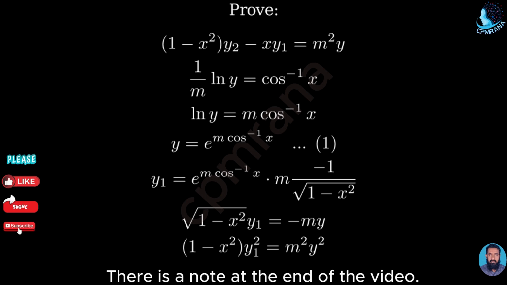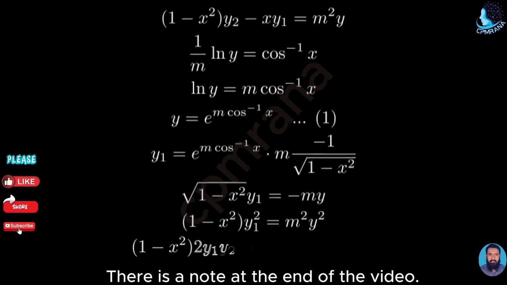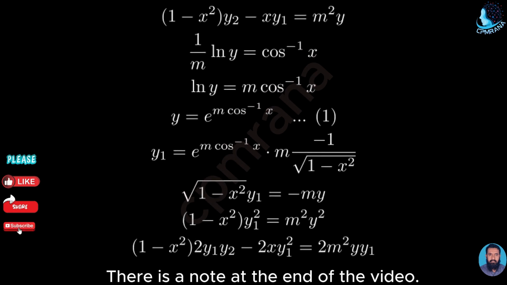Now, let's take the derivative of both sides with respect to x. Using the product rule on the left side and the chain rule on the right side, we get 1 minus x squared times 2y sub 1 y sub 2 minus 2x y sub 1 squared equals 2m squared y sub 1. Finally, let's simplify this equation.